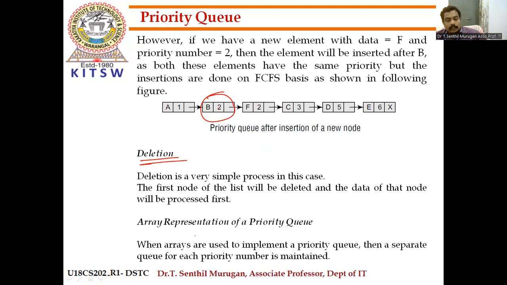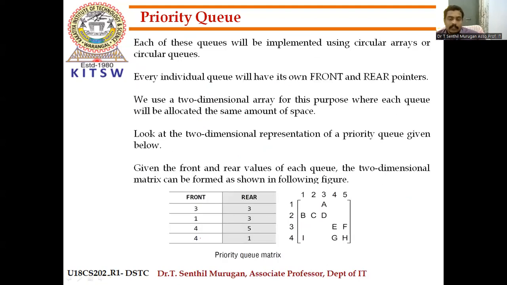Okay. Now the array representation of the priority queue. How can we represent it? Normally we represent this priority queue using a two-dimensional array. Already we know we are using two pointers: one is the front pointer and the other is the rear pointer. The front pointer points to the first location and is used for deleting the element. The rear is used for adding elements. Based on that, it will perform the two-dimensional operation.